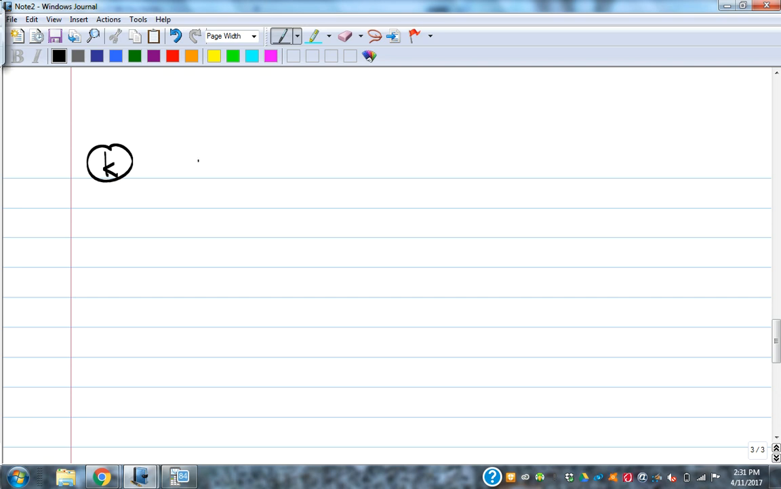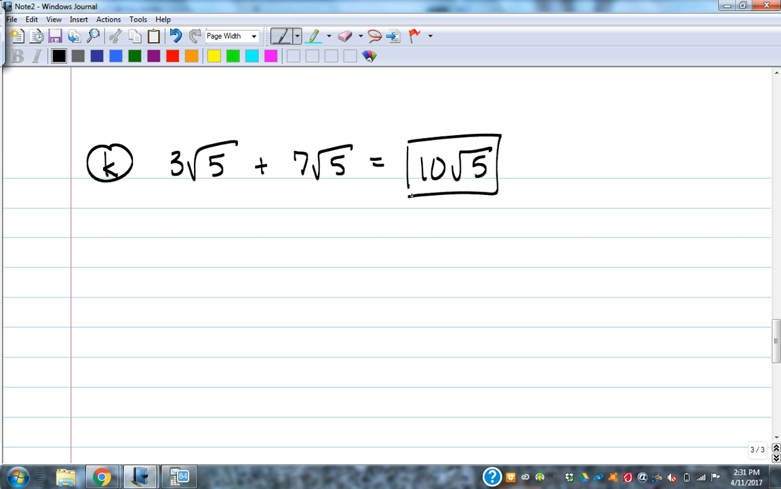All right, let's look at this. 3 radical 5 plus 7 radical 5. Adding. What has to be the same for us to be able to add them? The radical has to be the same for them to be like terms. What part do we add together? The outside numbers. So 7 plus 3 is 10 radical 5. So that's algebra 1.